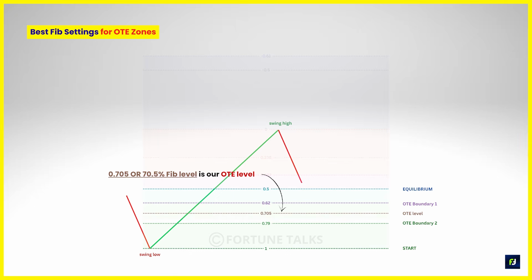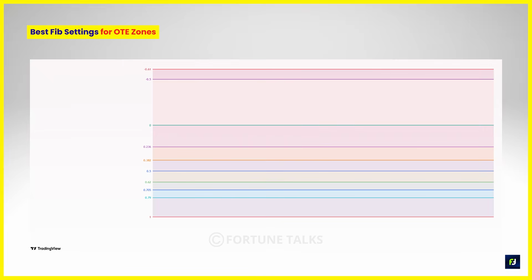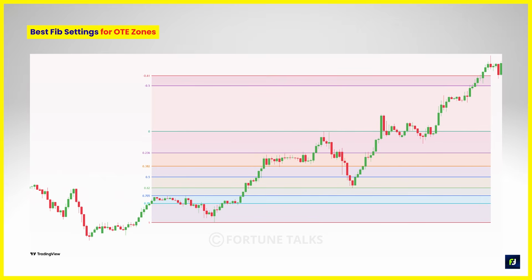So take note that the actual OTE level is 0.705, but anything between 0.62 and 0.79 still falls within the OTE boundary. Now, fib 0 would be our primary profit target level, and fib minus 0.5 or minus 0.61 would be our second target. So, if you're someone who views your charts on the TradingView software, this is what the OTE fib levels will look like to you.